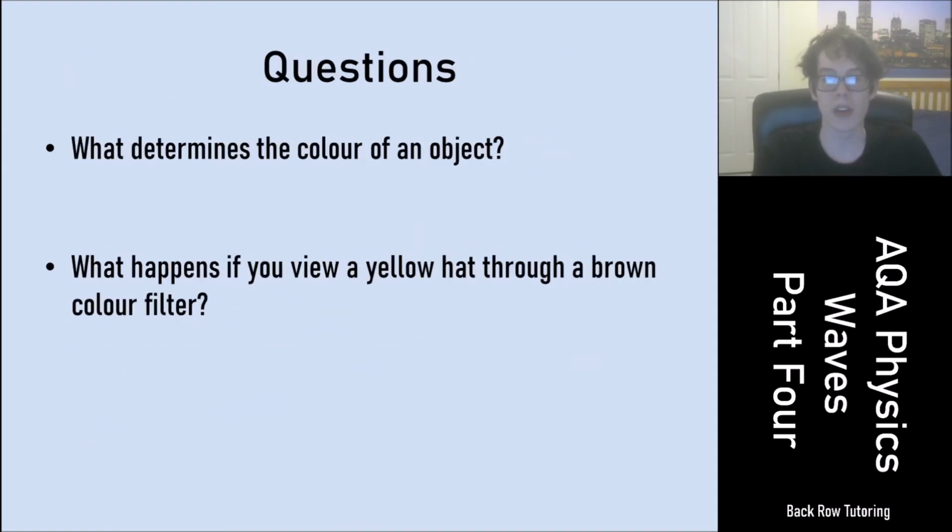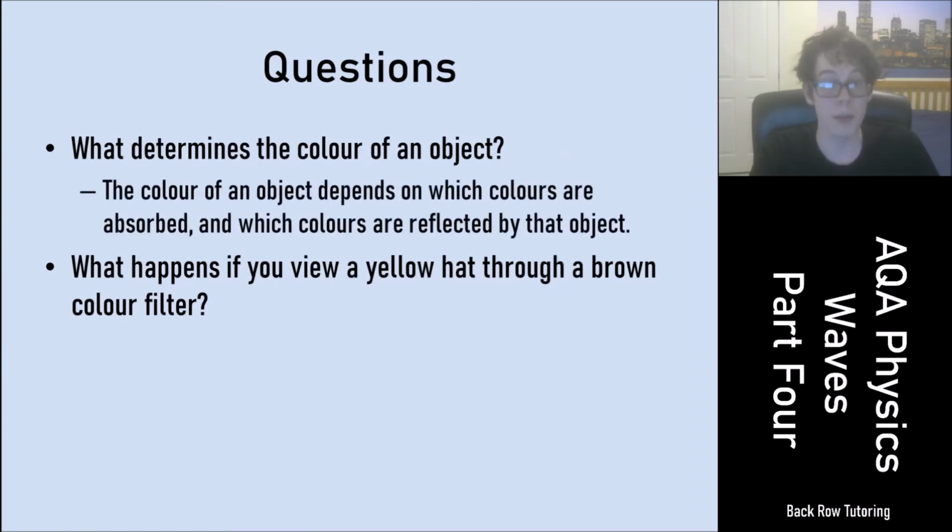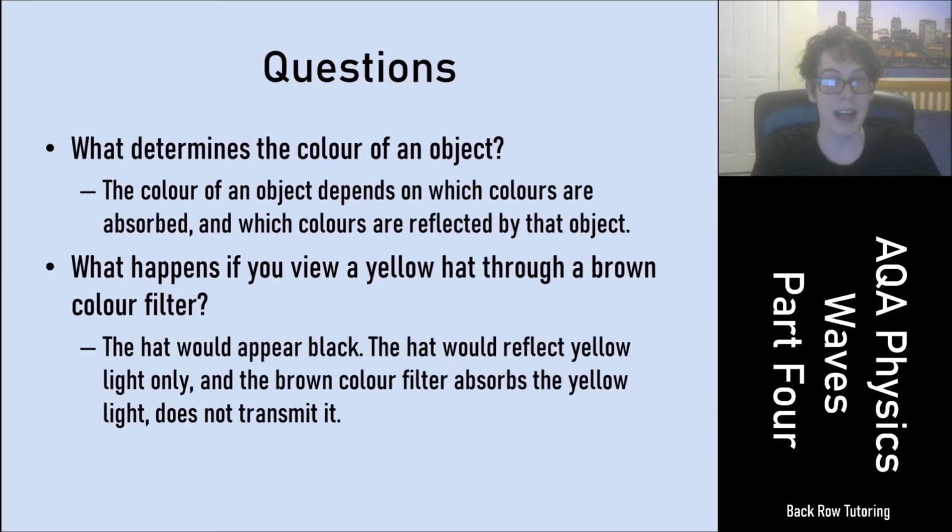So let's answer some questions. What determines the colour of an object? The colour of an object depends on which colours are absorbed and which colours are reflected by that object. What happens if you view a yellow hat through a brown colour filter? The hat would appear black. The hat would reflect yellow light only, and the brown colour filter absorbs the yellow light and does not transmit it, which means the hat won't have any yellow light to reflect, and it would appear black.